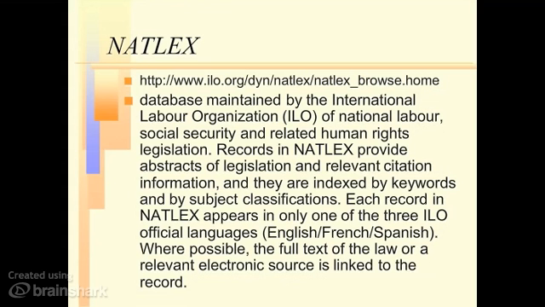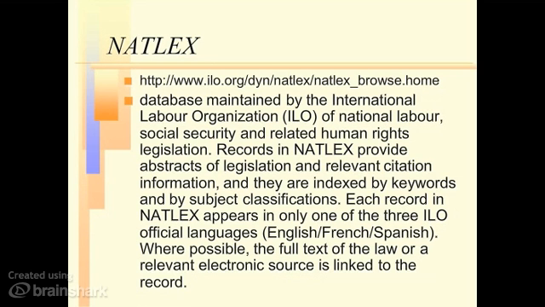This last resource I wanted to tell you about is NATLEX, which is maintained by the International Labour Organization. It deals with Social Security and human rights legislation with workers. It provides abstracts and citation information that's indexed by keywords and subject classification. So if you're looking for full text, NATLEX isn't necessarily the place, but it can be a good resource because there is some full text whenever possible.